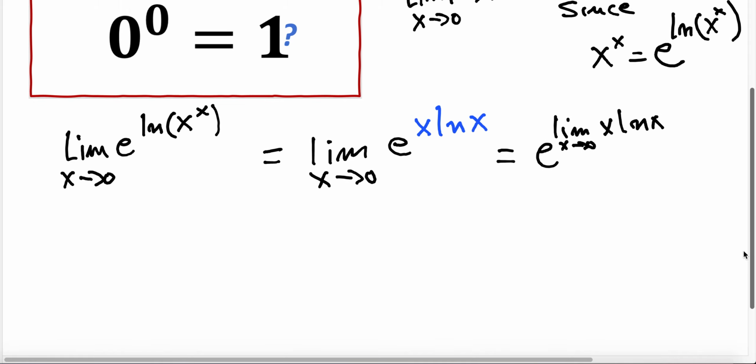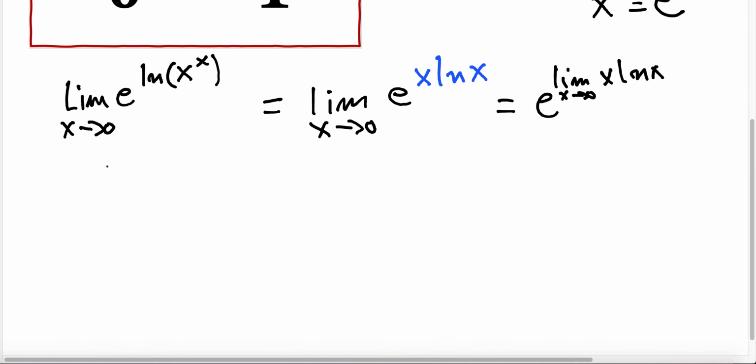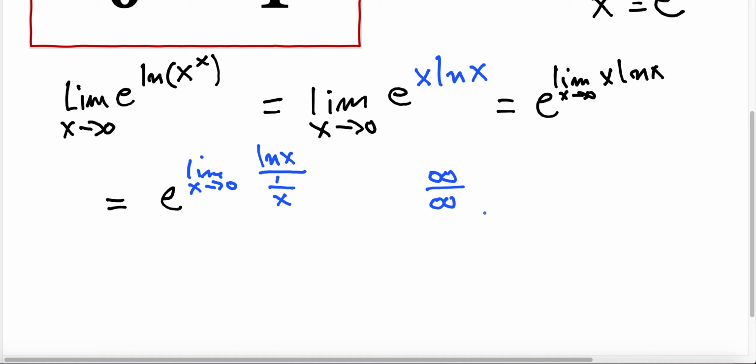And now I can go a little bit further here. So this can be equal with e in exponent limit x approaches 0, and this one we can write as ln x, and x I can write as 1 divided by 1 over x. And if we are substituting here, instead of the x 0, ln 0 is going to be infinity. And here 1 over 0 is infinity. So this form here is going to be indeterminate because it's going to be infinity divided by infinity.